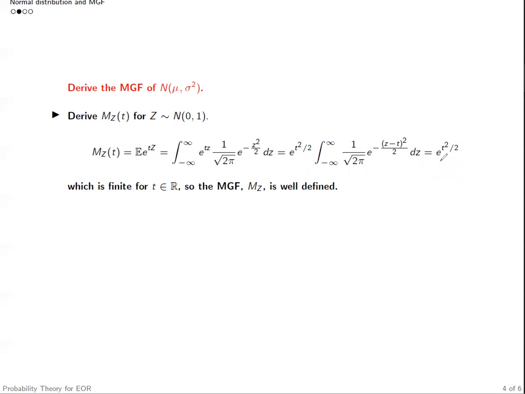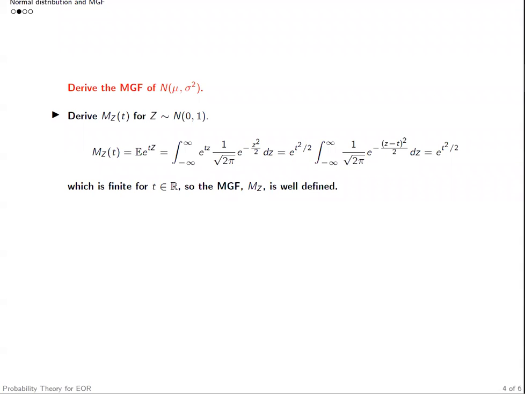And note, this function is finite for any t from the real line. So the MGF, M_Z here, is well defined. It's finite for all values from the real line. So definitely we can find some open interval containing 0, and for any t from this open interval containing 0, this takes a finite value. So the MGF here is well defined.